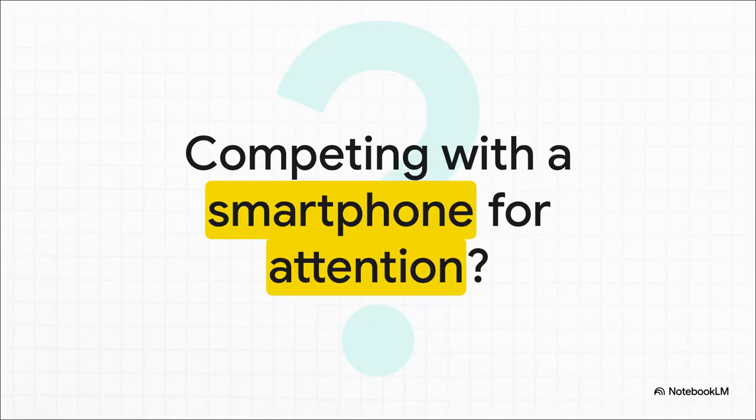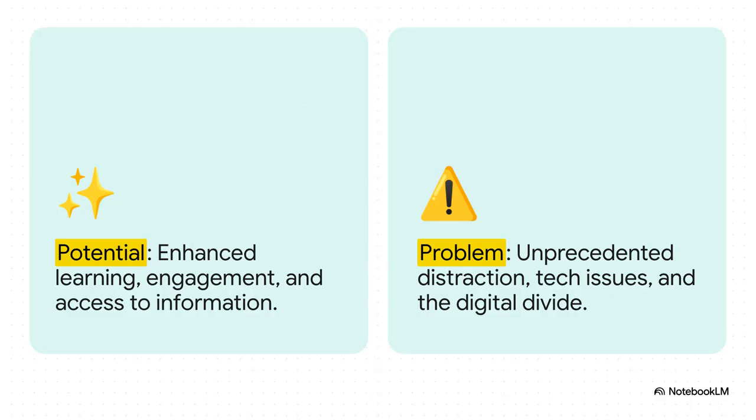Does this feel familiar? I mean, if you're a teacher, you know this feeling all too well. You're trying to teach something important, something you're passionate about, and you're literally competing with the most distracting devices ever invented. So, what's the game plan? Because let's be honest, classroom tech is a total double-edged sword. On one side, you've got this incredible potential, right? Enhanced learning, amazing engagement, access to all the information in the world. But on the other side, you've got this perfect storm of distraction, tech glitches, and that very real digital divide.